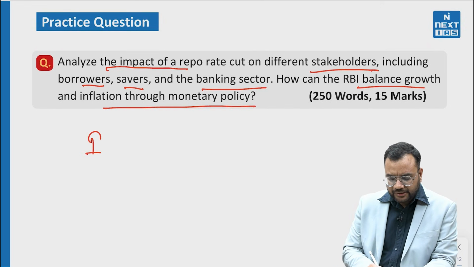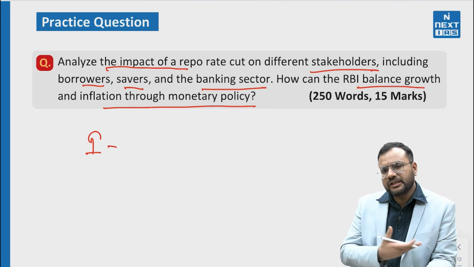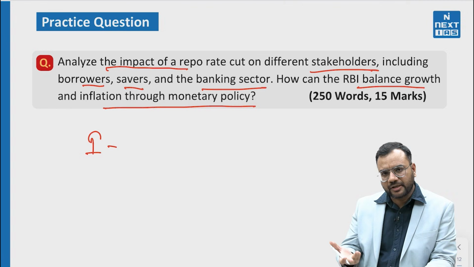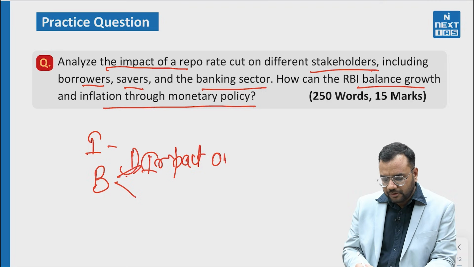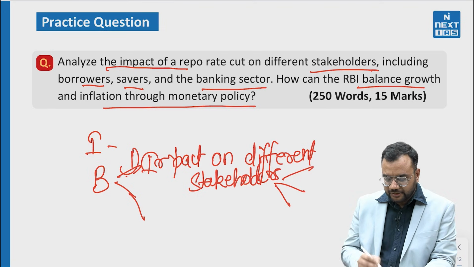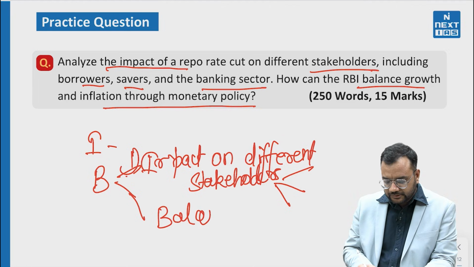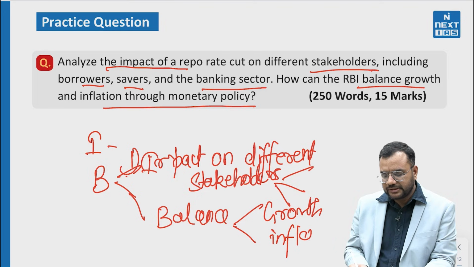So for this, you can write an introduction with a current affairs based introduction, mentioning that RBI has recently cut the repo rate by 0.25%, and then in the body you can mention the impact on different stakeholders. The stakeholders will be borrower, saver, and banking sector. Then how RBI can balance growth and inflation through monetary policy.